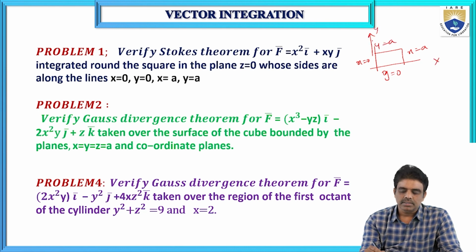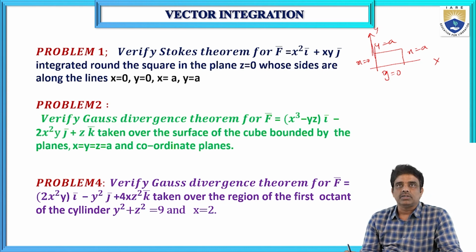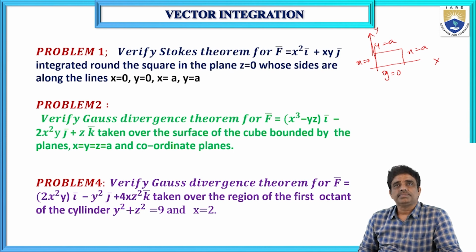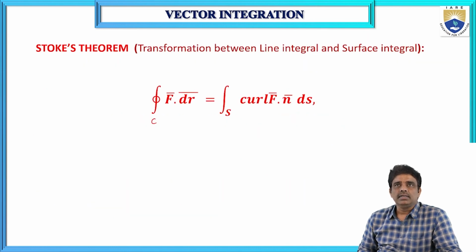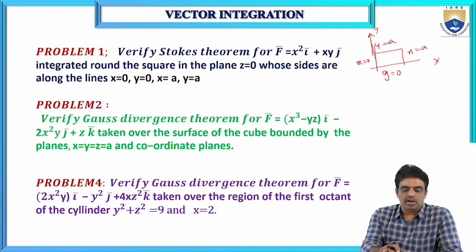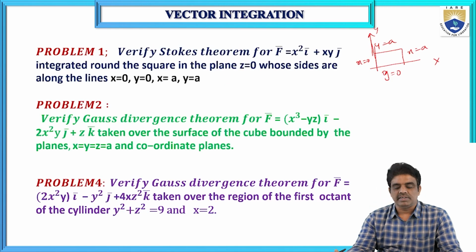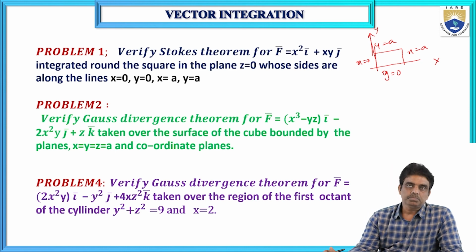And here we have to verify Stokes theorem. We know what Stokes theorem is: it is a relation between line integral and surface integral. So in this you need to calculate integral of f bar dot dr bar. F bar is already given, and dr bar is dx i bar plus dy j bar, because the curve is defined in the xy plane only.